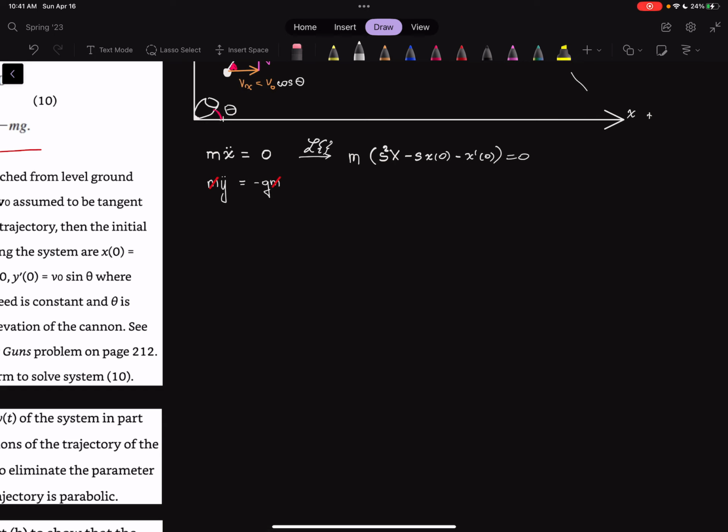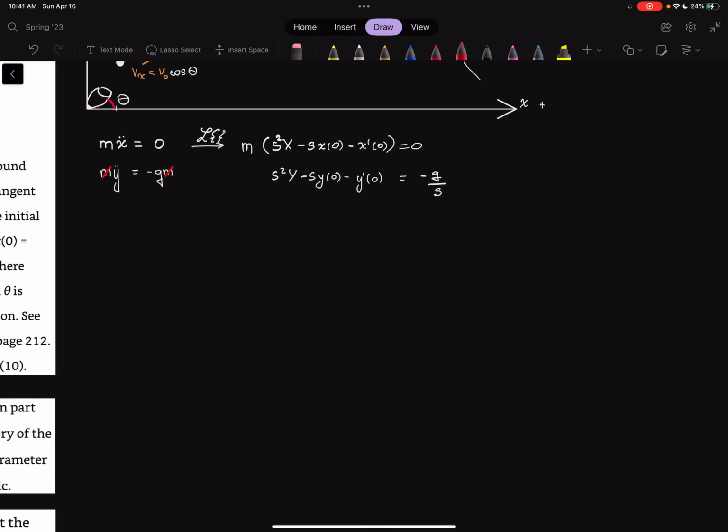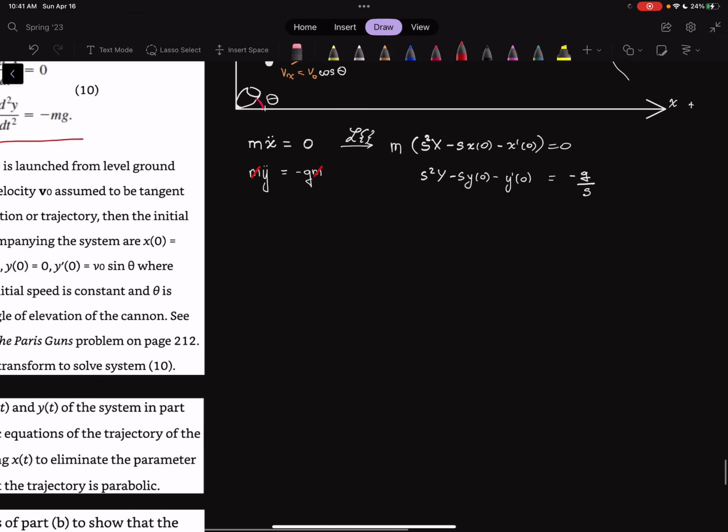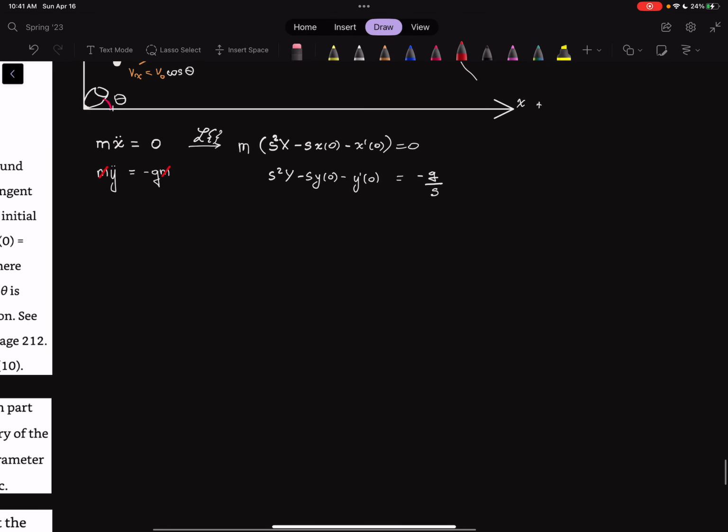And on the right-hand side, we'd get this same expression, but for the y, so this would be y prime of 0. And all of that has to be equal to negative g over s. Well, now that we have this, what can we do? We can input the initial conditions. They told us that our initial conditions, x of 0 and y of 0, are 0.